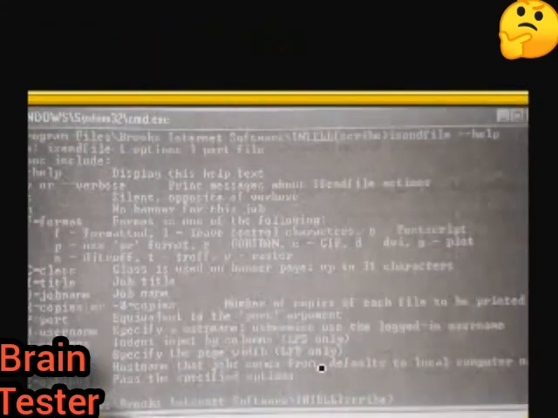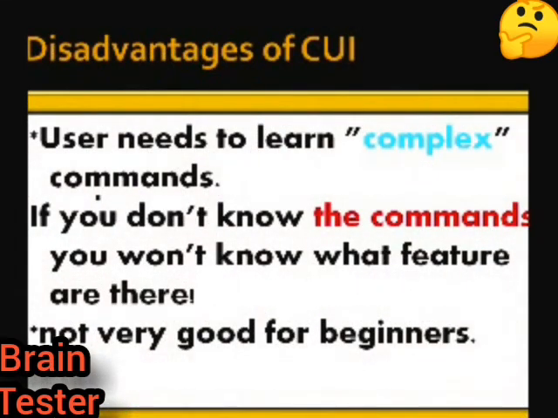Next slide, see the pictures. You can pause the video and look at it. The next slide is the disadvantages of the CUI. What are the disadvantages? The user needs to learn complex commands, and if you don't know the commands, you won't know what features are there. It is not very good for beginners.